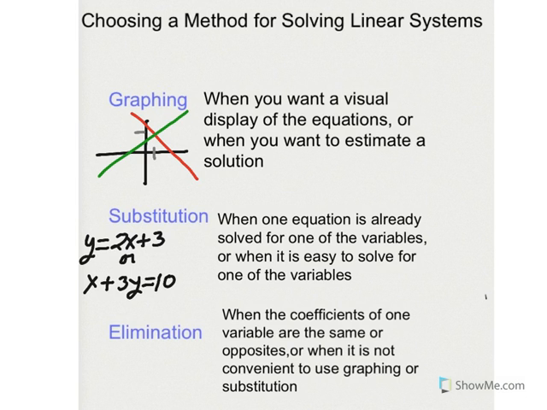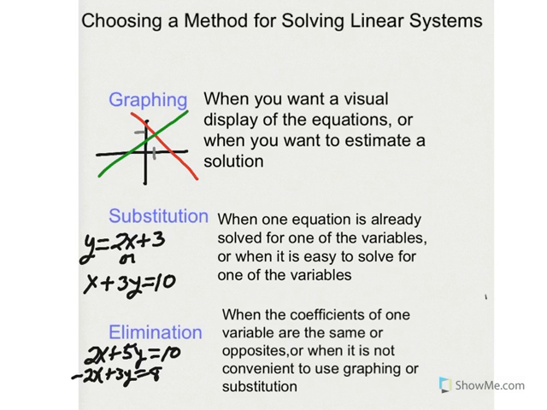The last one, elimination, is used when the coefficients of one variable are the same or opposites, like in the equation over here on the left. The negative 2x and the positive 2x have opposite coefficients. So this would be a good candidate for elimination. The other issue is when it's just not convenient to use substitution or graphing. In essence, if it's in standard form, elimination is probably the best way to approach this.